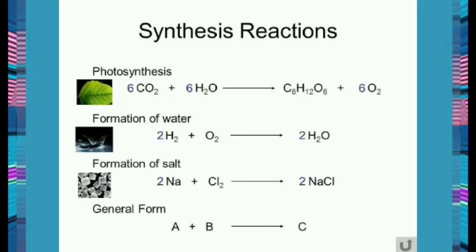Understood? So, next is the general form: A plus B equals C. That is what I used as an example earlier in the combination reaction. The general form is A plus B equals C, like when I said yellow plus green equals yellow-green.